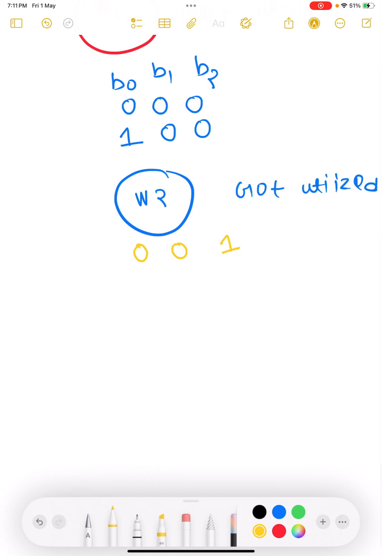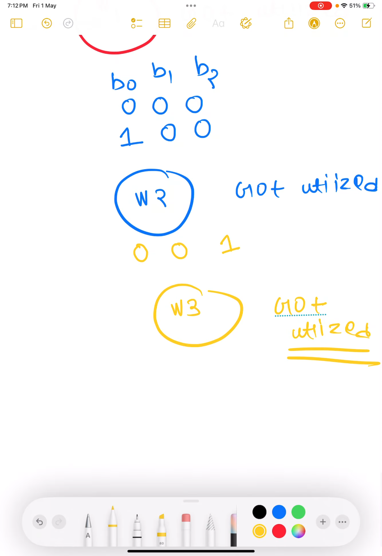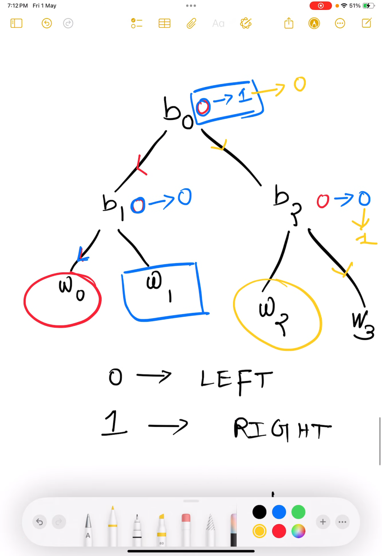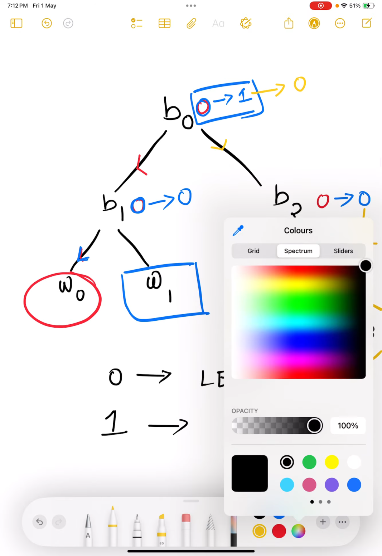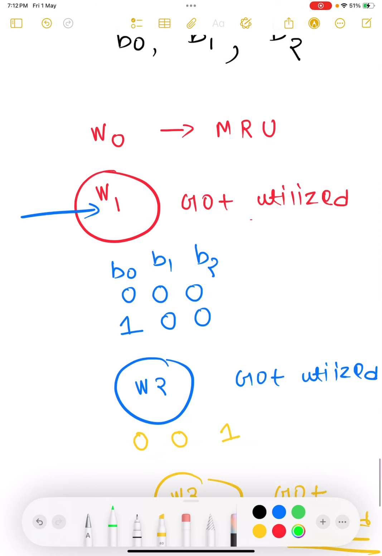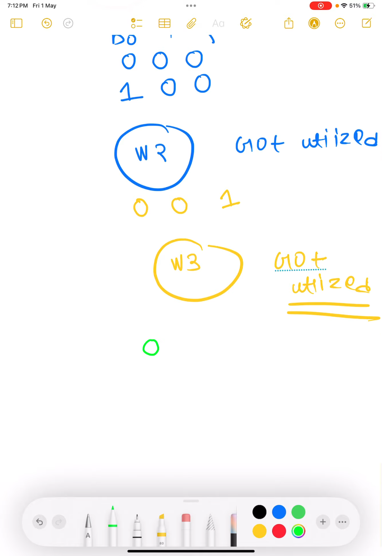Now let us suppose that way 3 now got utilized. So if way 3 is getting utilized, again I am telling you, you have to move away from way 3. So how to move away from way 3? First of all, B0, you have to keep on moving towards the left. So B0 will be 0 to 0 only. So here I will write that B0 will be 0.